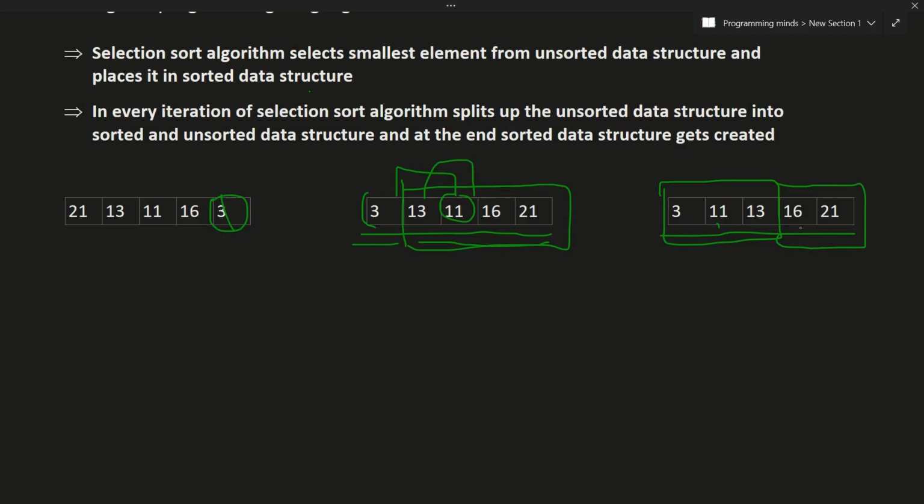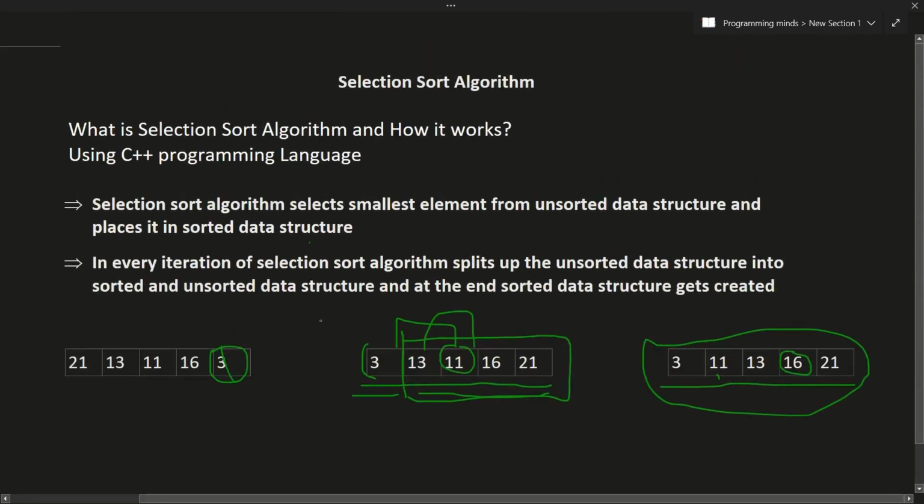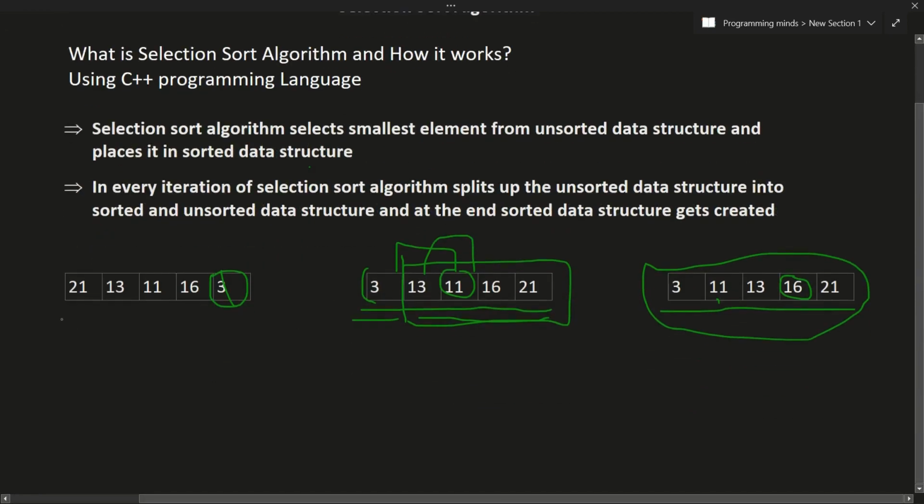So we will find the smallest element of this unsorted array and we find the 16 is smaller than 21. So we will create the sorted array like this: 3, 11, 13 and 16. So this is the remaining unsorted array we have here. So in the last iteration we will get the sorted data structure as it is. So this is how selection sort algorithm works, and in programming we will be using min index to store the minimum index in every iteration.